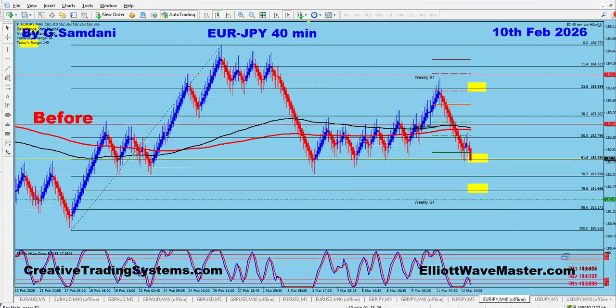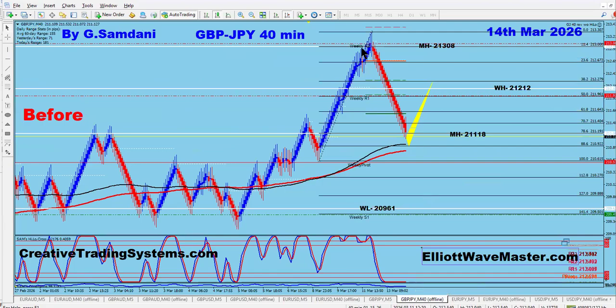Pound yen, 40-minute chart, it came down like this after hitting that 78% on the daily chart, right? So I made the chart on 4 hour that it is going to come down. It came down. I had a very nice trade. And now it is going to the upside. So we talk about a lot.